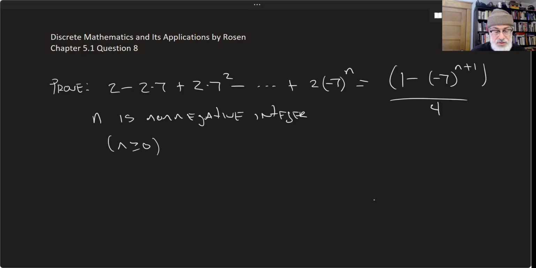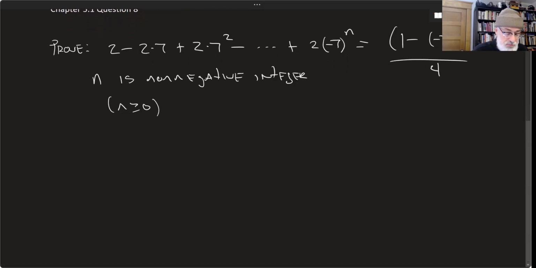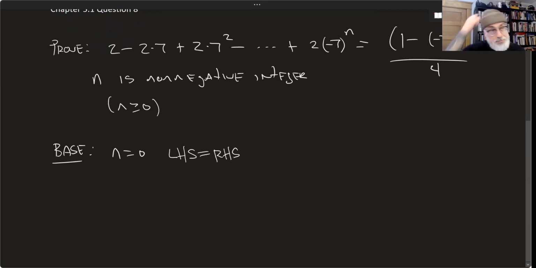Hence, the negative 7 to the n will turn from positive to negative depending on if n is even or odd. So like always with induction, we want to start with a base case. And here, n is going to equal 0. We are starting with 0 here. n is a non-negative integer. So we are checking that the left-hand side and the right-hand side are the same when we substitute n equals 0.